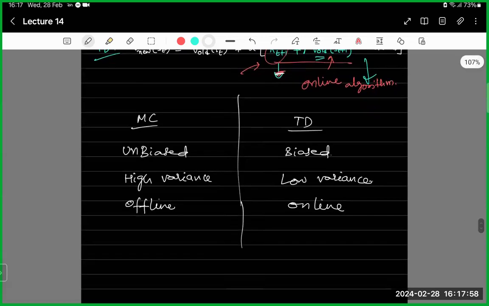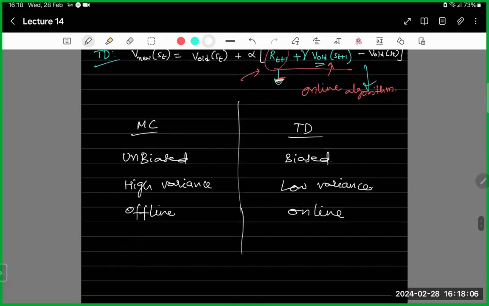So one more major difference that you would like to notice between these two is, here, did I discuss this term called bootstrapping before?